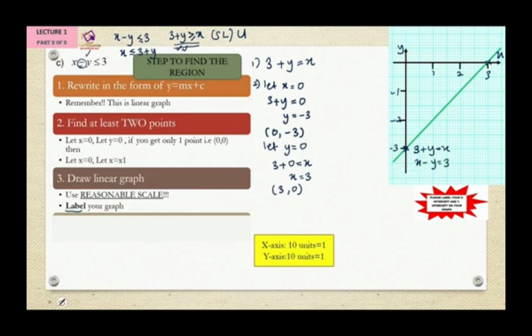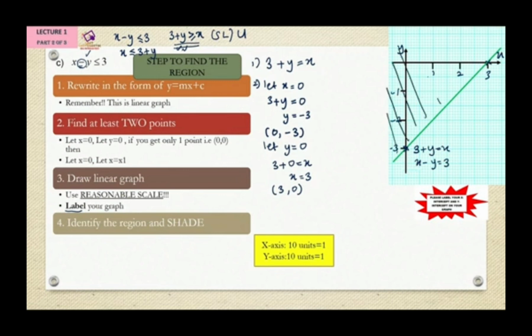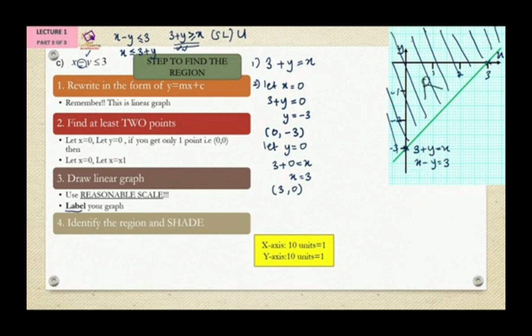Okay, student? Then the last step, we need to identify the region and shade it. We already know that this is the upper region. So the upper region is like this. This is the region that we need to shade.